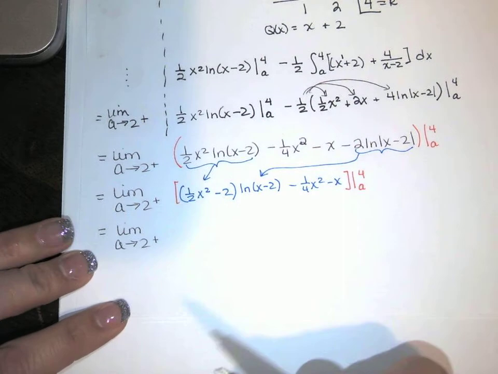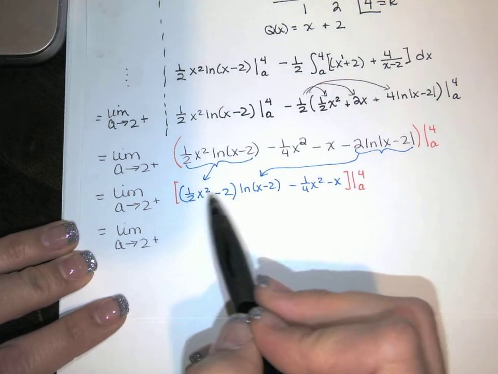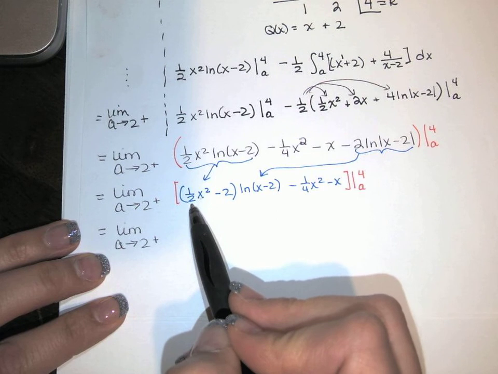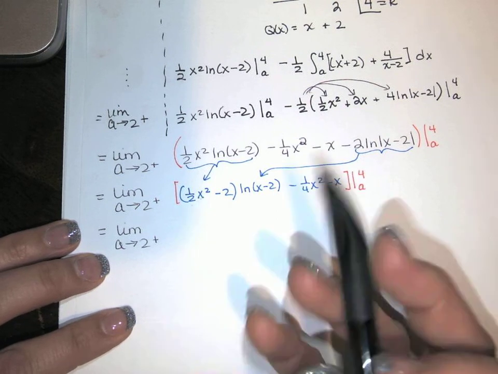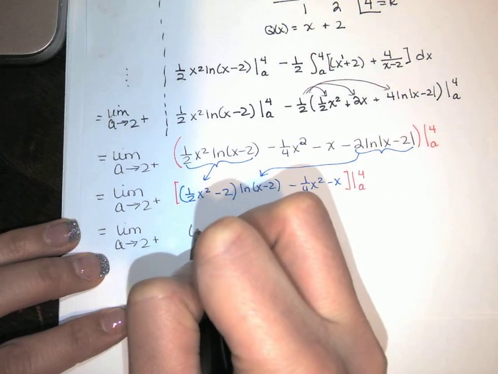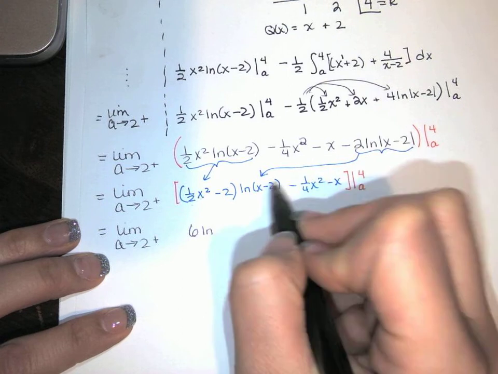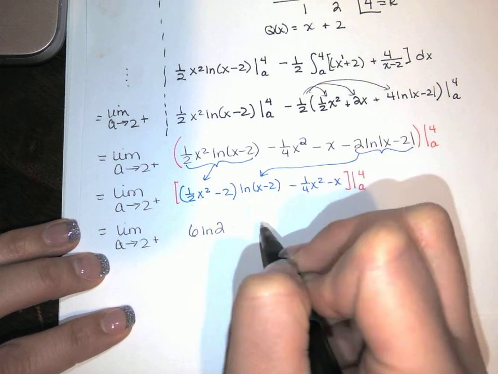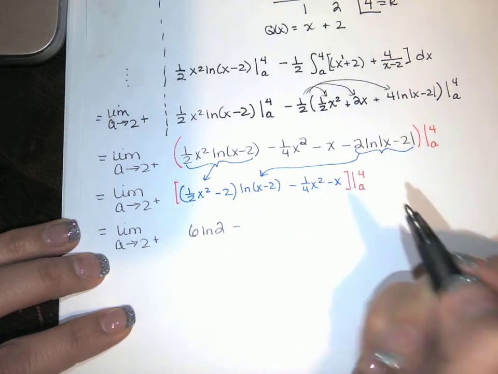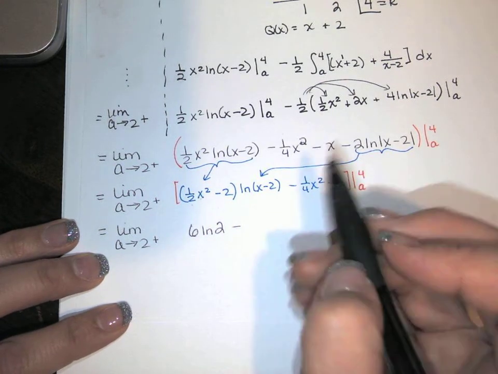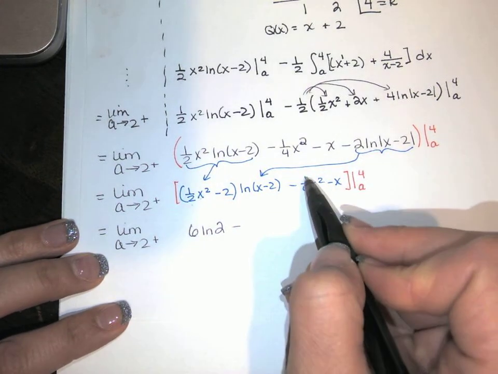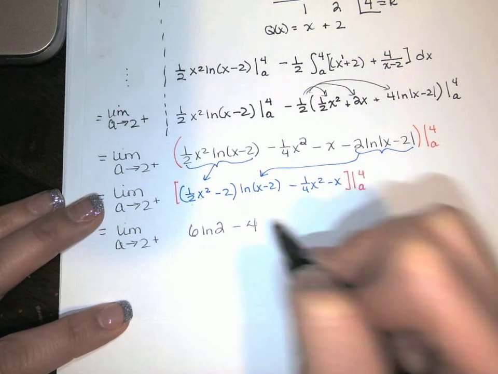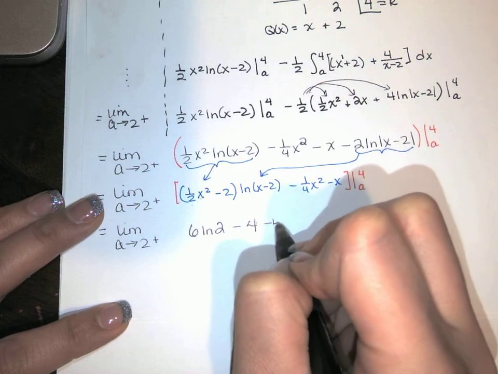All right, so let's plug in 4. 4 squared is 16. Half of 16 is 8. 8 minus 2 is 6. So we're going to have 6 natural log of 4 minus 2. 4 minus 2 is 2. Minus 1/4 of 16. 4 squared is 16. 1/4 of 16 is 4. And then we're subtracting another 4.